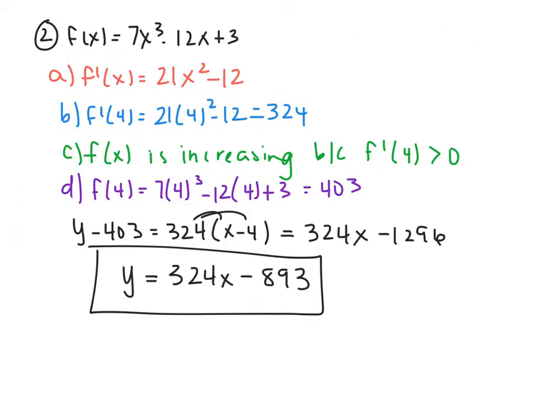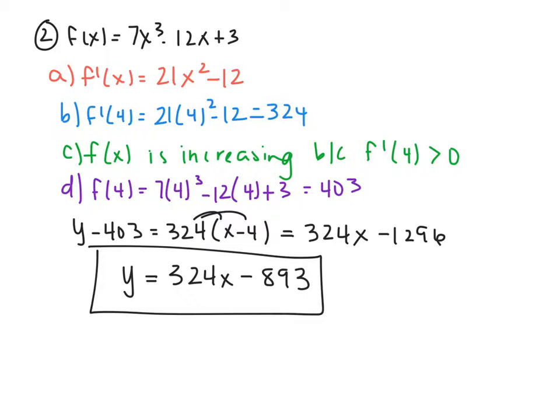Number 2, they give us the function f of x equals 7x cubed minus 12x plus 3. And part A, they want us to find the derivative. So bring the power down in front. 7 times 3 is 21. Reduce the power by 1. It becomes an x squared. Bring the power down in front. Negative 12 times 1 is negative 12. And then your x just drops away. So you get your f prime of x is equal to 21x squared minus 12.